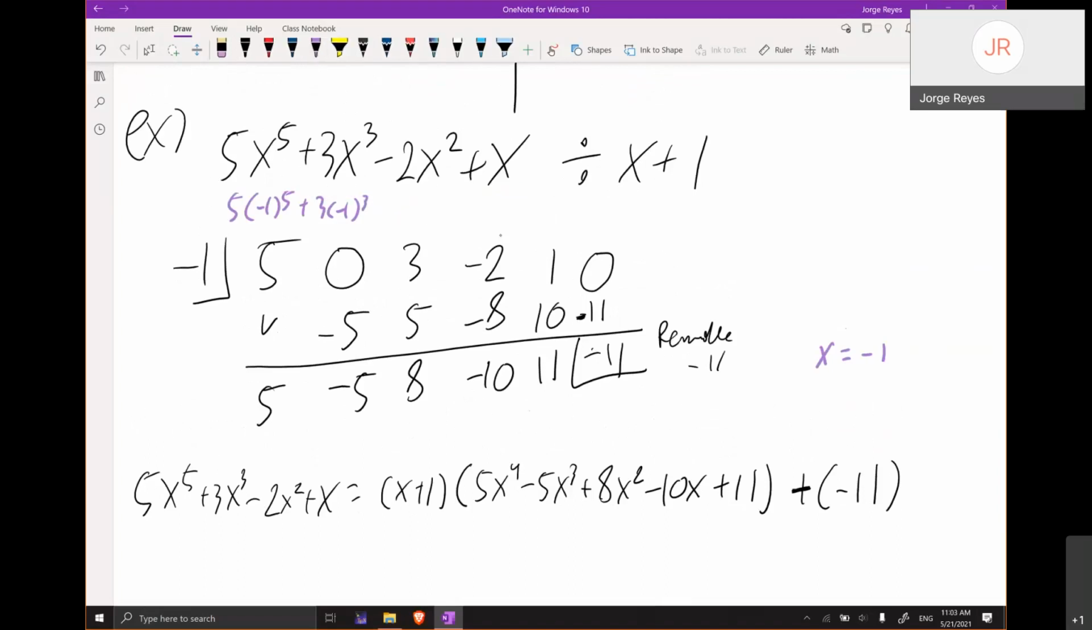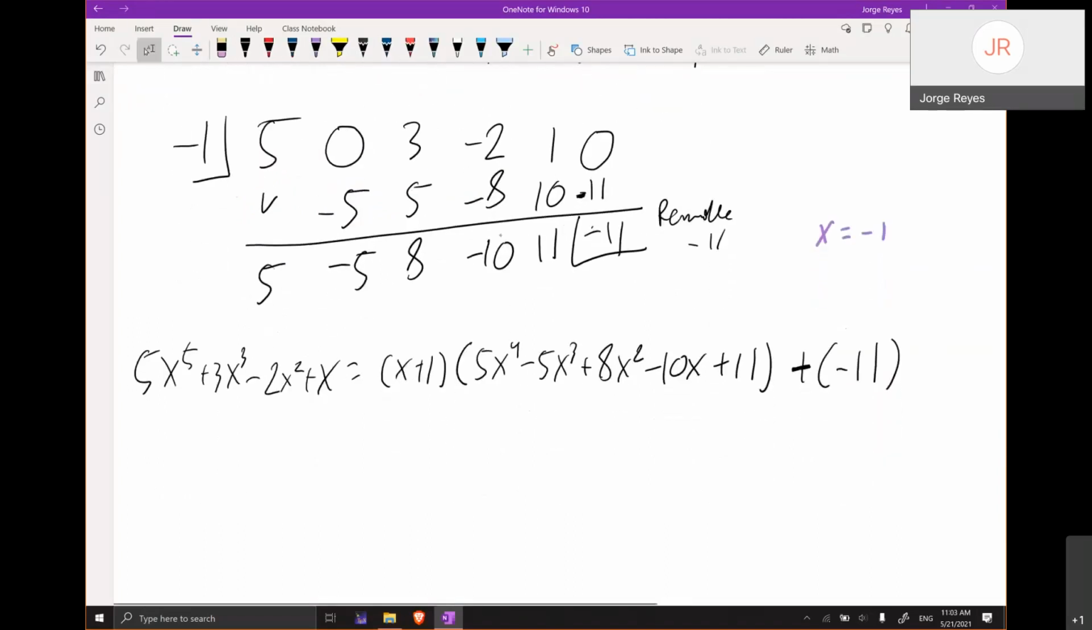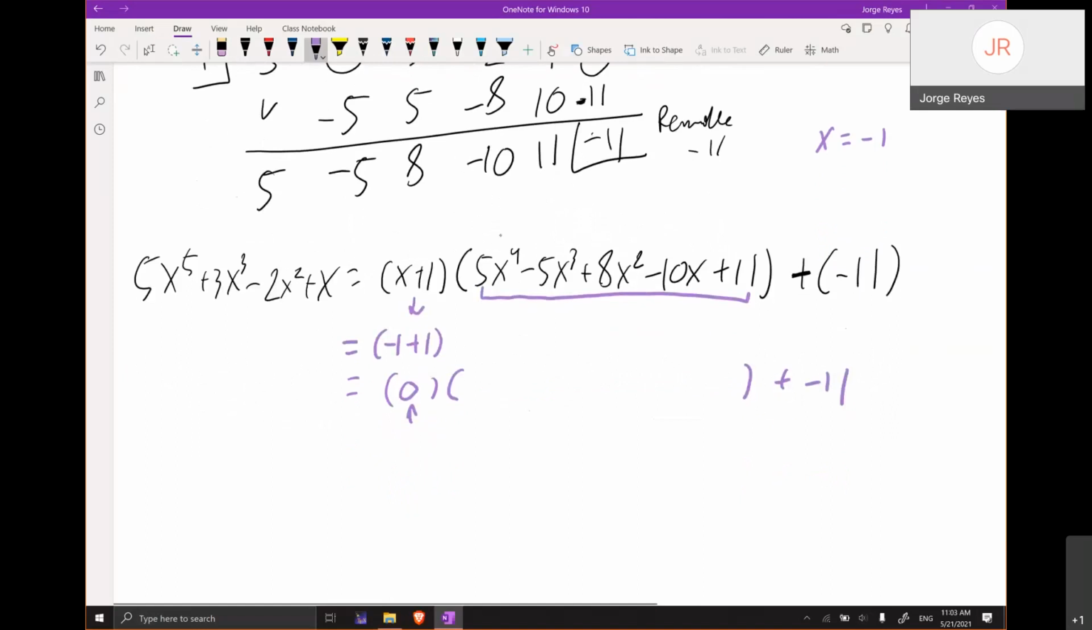But a fancy thing to do, which computers like, is this: if I plug in -1 and look at this, I'm going to get -1 plus 1 here, which is actually 0. So then it doesn't matter what this is. I don't have to think about it because this is a 0. So if this is f, then f of -1 is actually just -11. It's the remainder, okay?